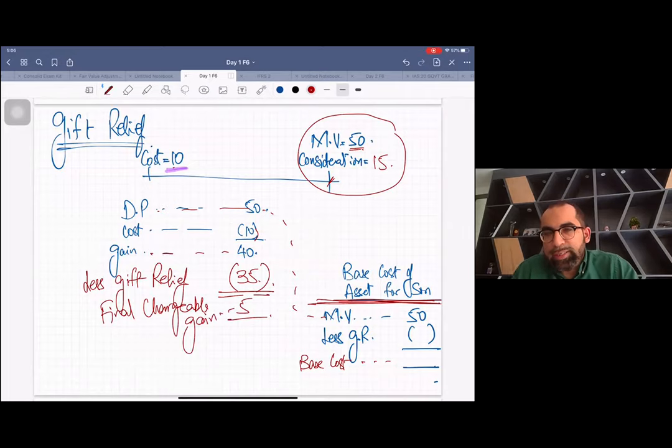Okay. Now listen, is this 35 a permanent relief? No, it's a deferral relief. And now how to defer it? By reducing the base cost for son. So simply deduct it from here. The base cost will be 15. Have a look. Okay, please check.